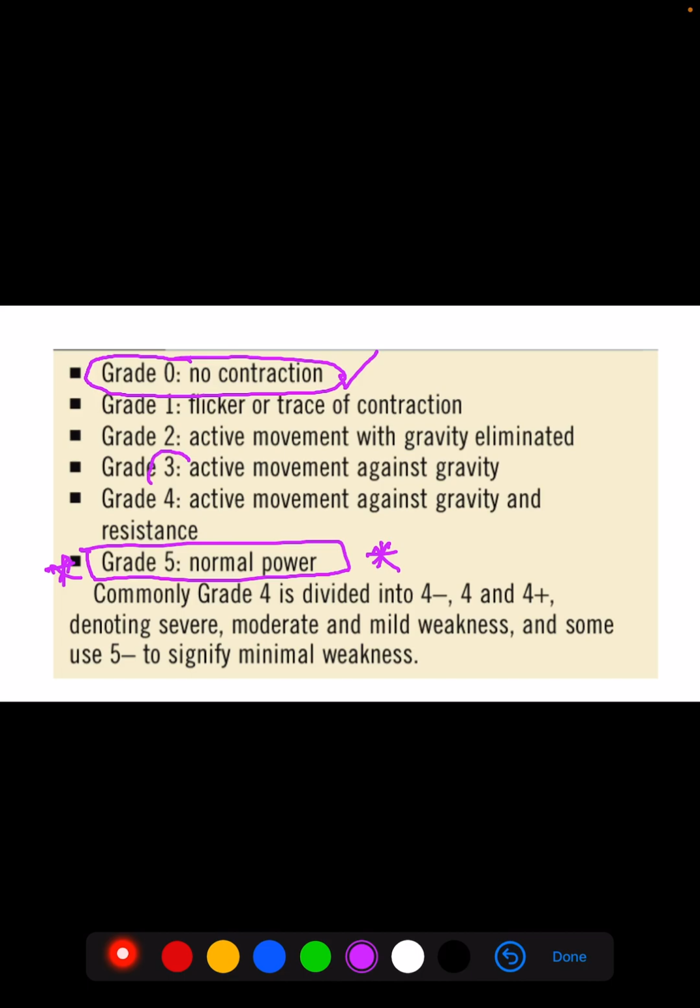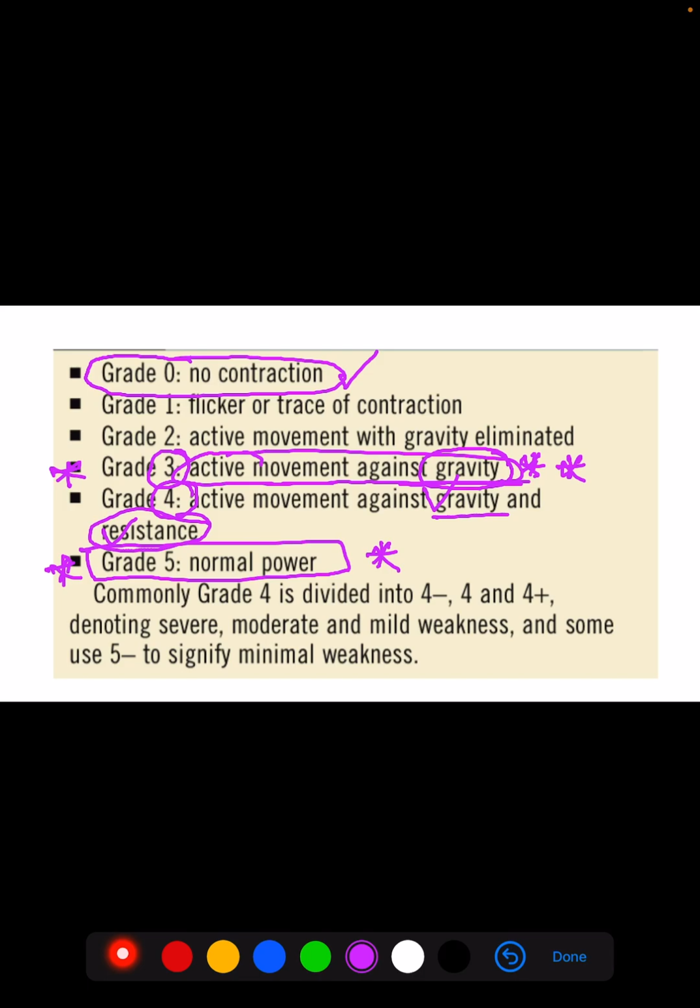Grade 3 is active movement against gravity: the patient is able to move the limb against gravity. Then grade 4 means active movement against gravity as well as against resistance. So grade 3 means against gravity, grade 4 means active movement against gravity and also against resistance.